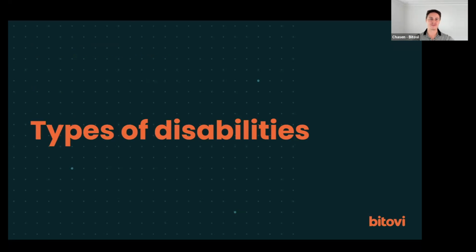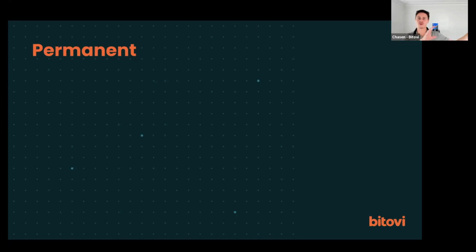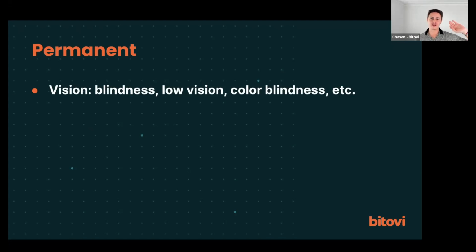Let's start talking about some types of disability. I want to group types of disabilities into 3 buckets. First, we're going to talk about permanent disabilities. I'm going to go through each one of these. So for vision, vision disabilities can include blindness, low vision, or color blindness. On color blindness, I think it's like 10% of men have color blindness, and it's a lower percentage for women.